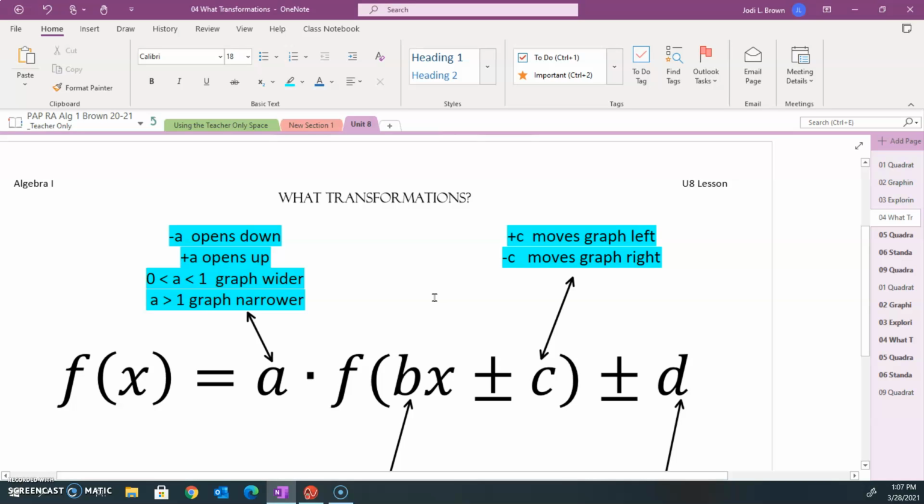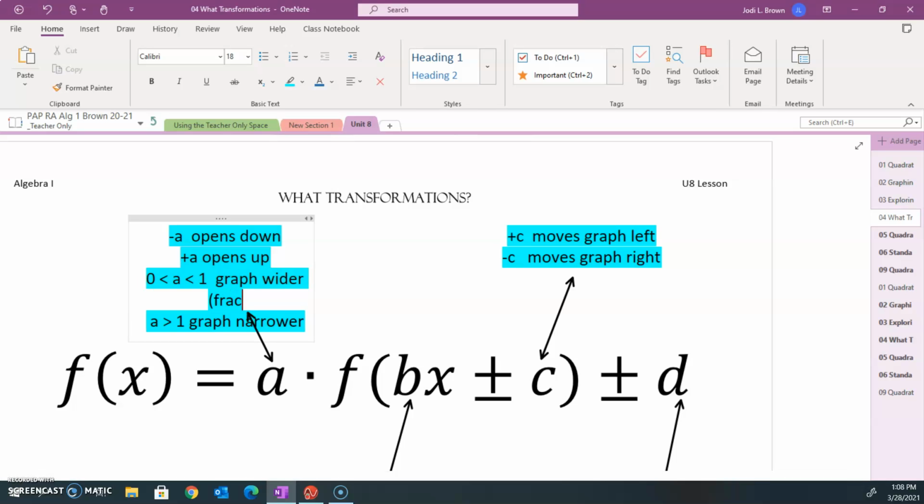Okay, so if your A is negative, it's going to open the graph down. If it's positive, it's going to open it up. If A is between 0 and 1, meaning if it's a fractional number, then it's going to make the graph wider, okay?